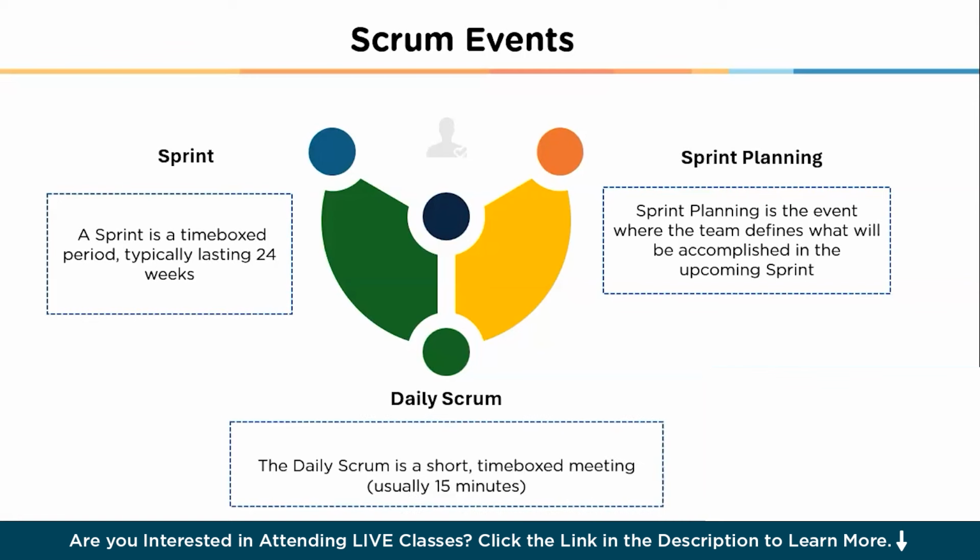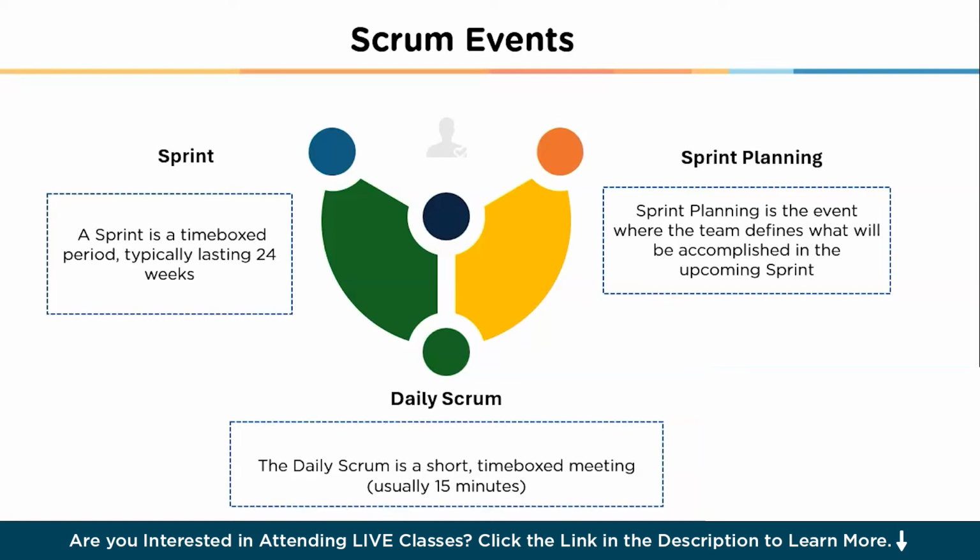Next one we have is the daily scrum. Daily scrum is a short time boxed meeting, usually lasting for 15 minutes, held every day during the sprint. The purpose of the daily scrum is to synchronize the team activities, discuss progress, and identify any obstacles. Each team member shares what they did the previous day, what they plan to do today, and any issues they are facing.